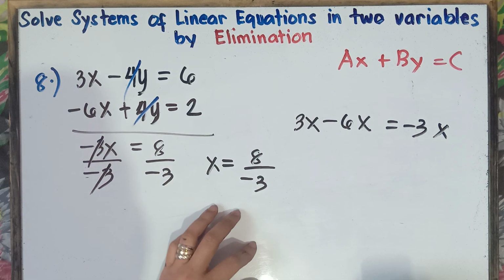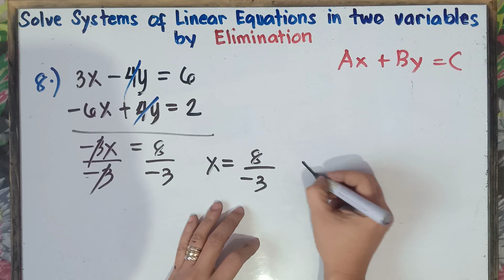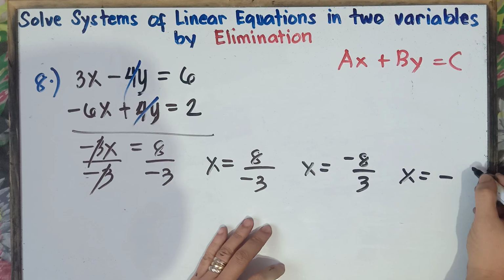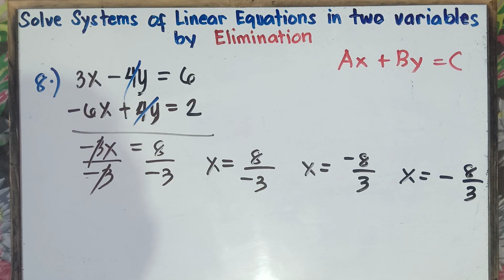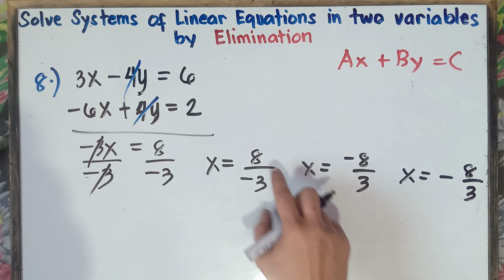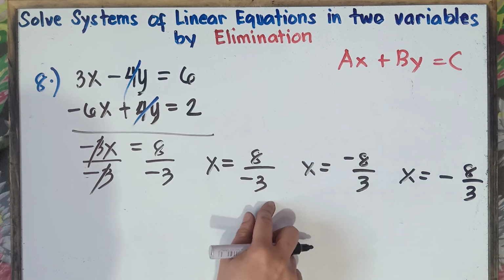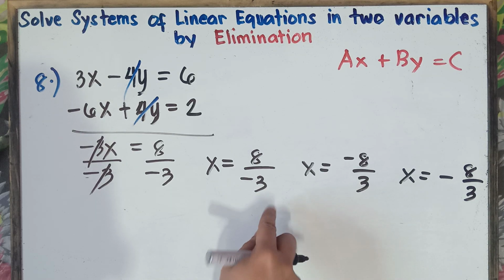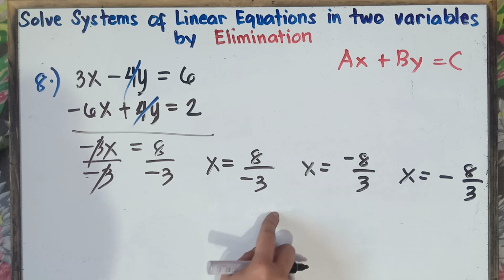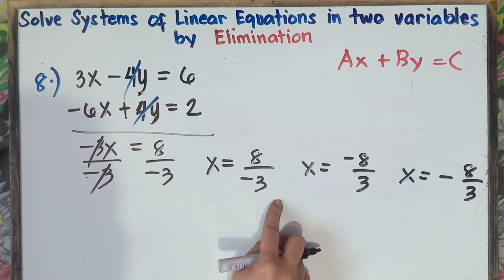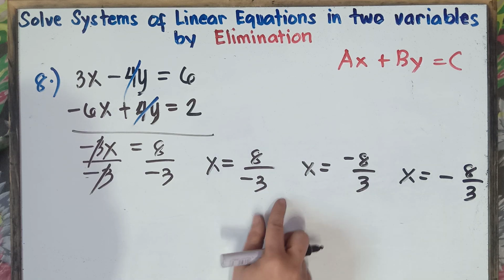Once again, class, 8 over negative 3. You can also write this one, class, as x equals negative 8 over 3. This is just the same, class. Do not be confused with these fractions. Once again, class, you can never divide 8 by 3, because you will get a decimal answer, and you're not allowed, class, to have a decimal answer. So this will be our final answer, class. If you can reduce the fraction, you reduce. But since we cannot reduce, there's no greatest common factor of 8 and 3, this will be our final answer.